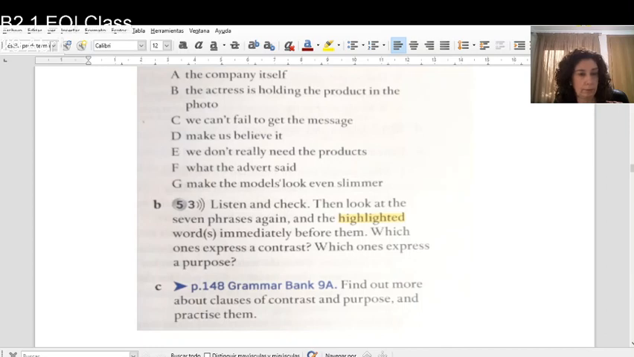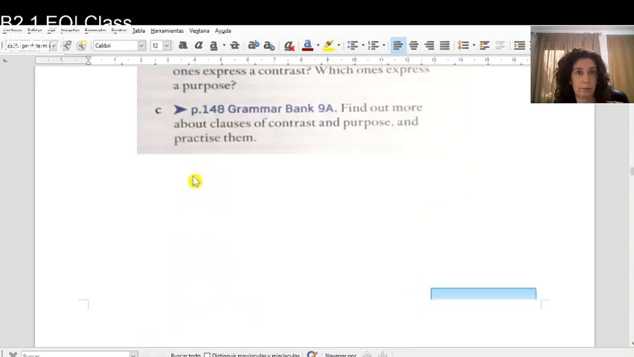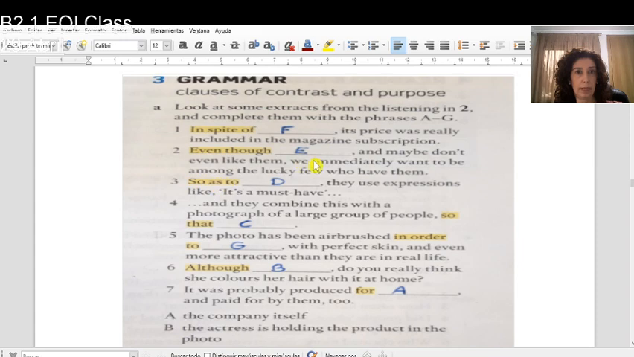5.3. 1. In spite of what the advert said, its price was really included in the magazine subscription. 2. Even though we don't really need the products and maybe don't even like them, we immediately want to be among the lucky few who have them. Three. So as to make us believe it, they use expressions like, it's a must-have. Four. And they combine this with a photograph of a large group of people so that we can't fail to get the message.